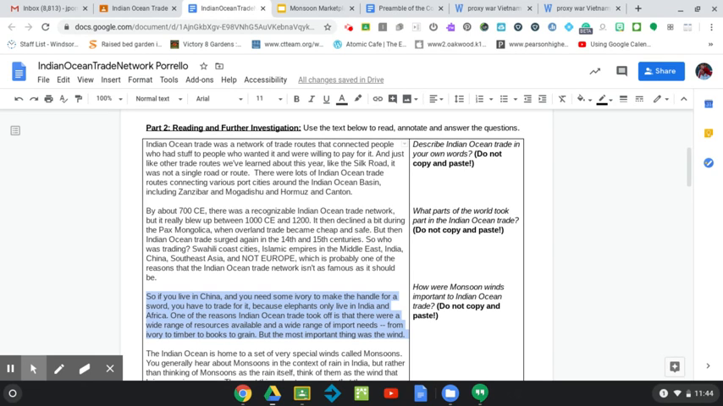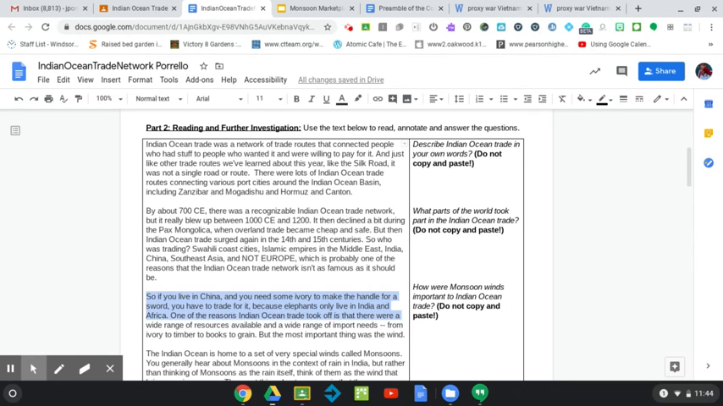So if you remember, monsoon winds were important to Indian Ocean trade because they were so reliable that these sailors used these monsoon winds to be able to reliably transport goods, depending on what season it was. Okay. So it says, so if you live in China and you need some ivory to make a handle for a sword, you have to trade for it because elephants only live in India and Africa. One of the reasons Indian Ocean trade took off is that there were a wide range of resources available and a wide range of import needs, from ivory to timber to books to grain. But the most important thing was the wind.